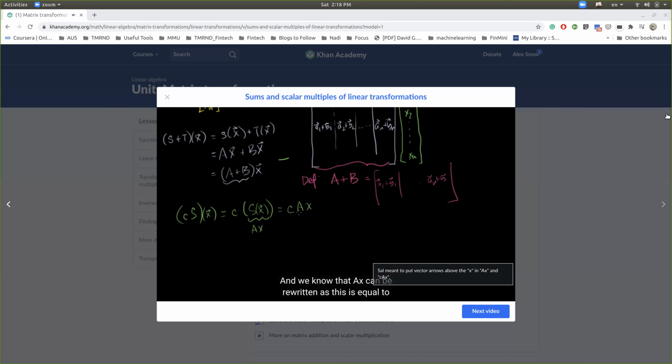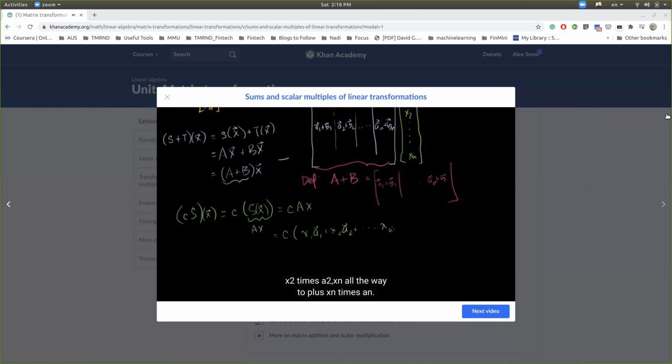And we know that Ax can be rewritten as c times x1 times the first column vector in A, so A1, plus x2 times A2, all the way to plus xn times An. And what is this? This is a scalar multiple. We can just distribute this c, and multiplication is associative. c is a scalar, x1 is a scalar, so we can switch them around if we want.